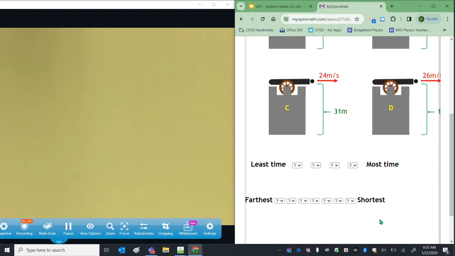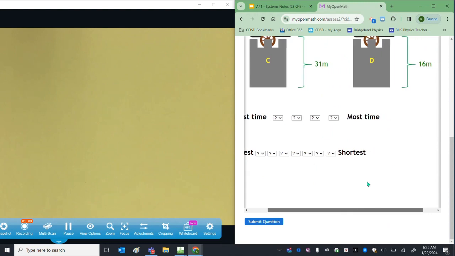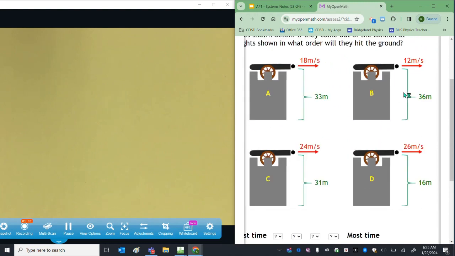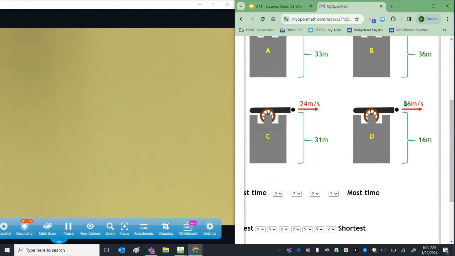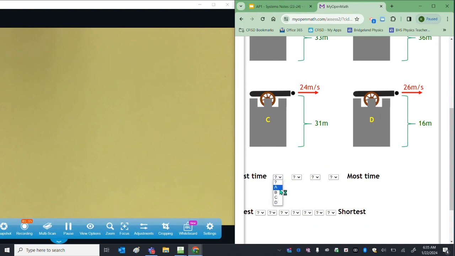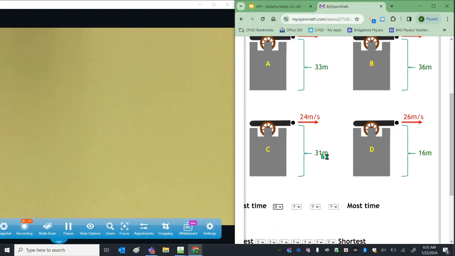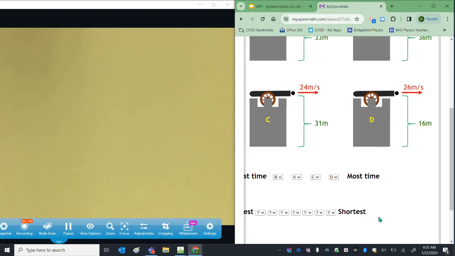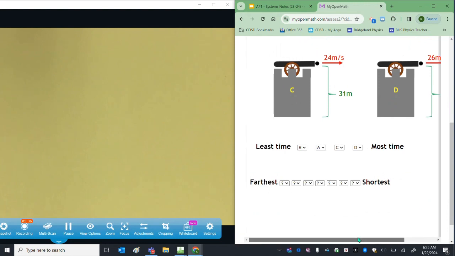So if I want to find the time, all I need to do is look at these heights, and the greatest height is at B, therefore it will have the most air time. And then we have A, and then we have C, and then we have D. And so we actually don't have to do any math to answer the first part of this question. However, in order for us to answer the second part of the question, we do need to do math.